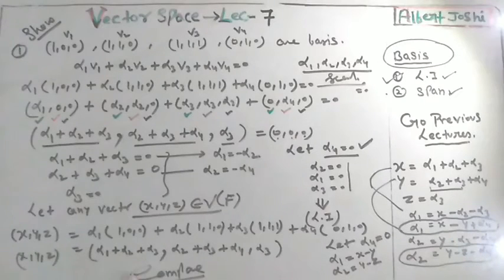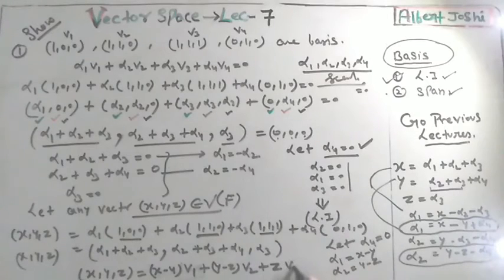So what did we get? (x, y, z) equals alpha 1 times v1, where alpha 1 is x minus y. Then alpha 2 times v2, where alpha 2 is y minus z. Then alpha 3 times v3, where alpha 3 is z. And you know that alpha 4 is equal to 0. So this is a vector.